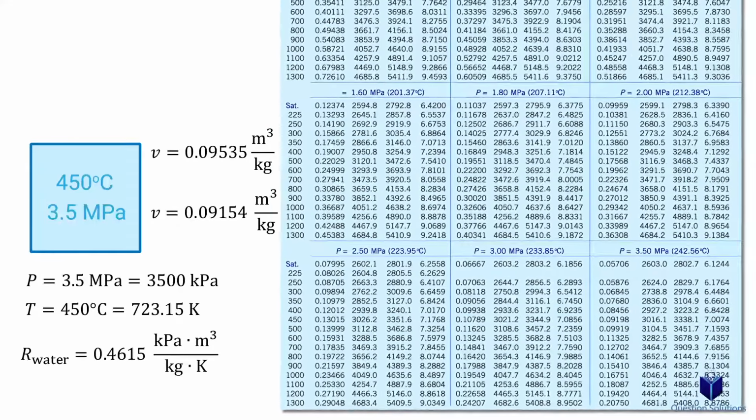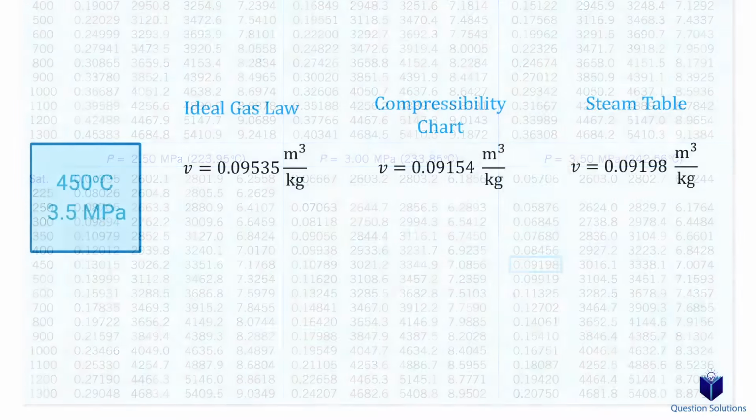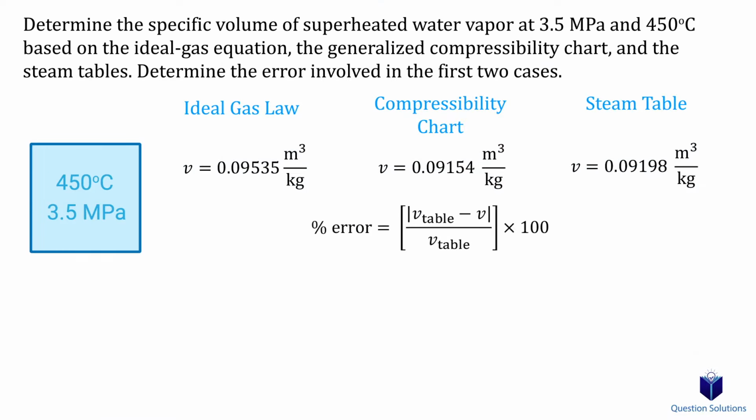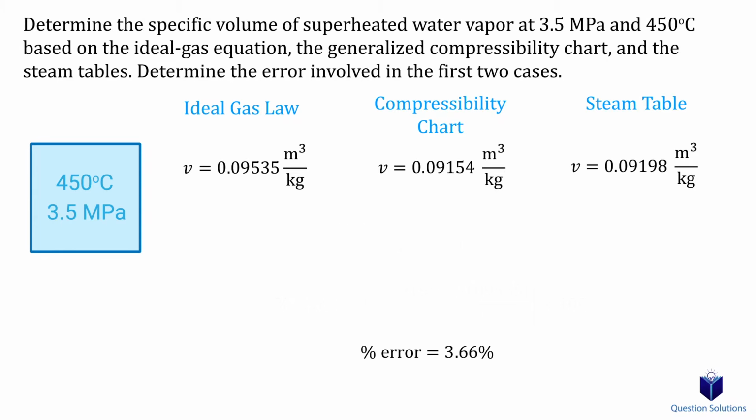We see that with a pressure of 3.5 megapascals and a temperature of 450 degrees Celsius, the specific volume is right here. Now the question also wants us to calculate the percent error. So we just need to use this equation to calculate that. So that's the real value minus the observed value divided by the real value times 100. This is the percent error for the first value we got, which was using just the ideal gas equation.